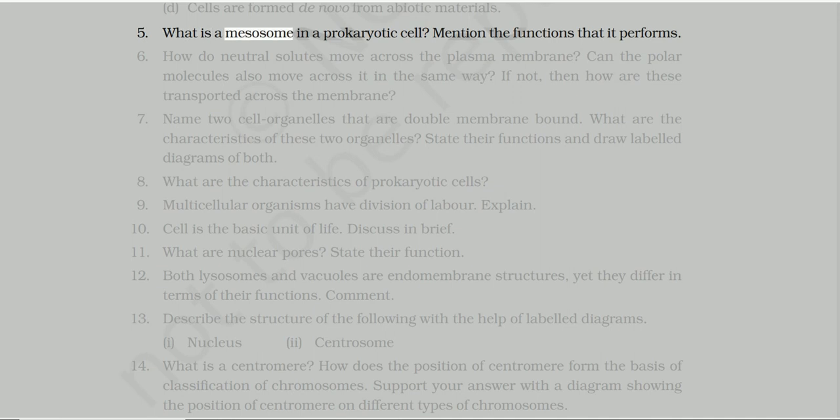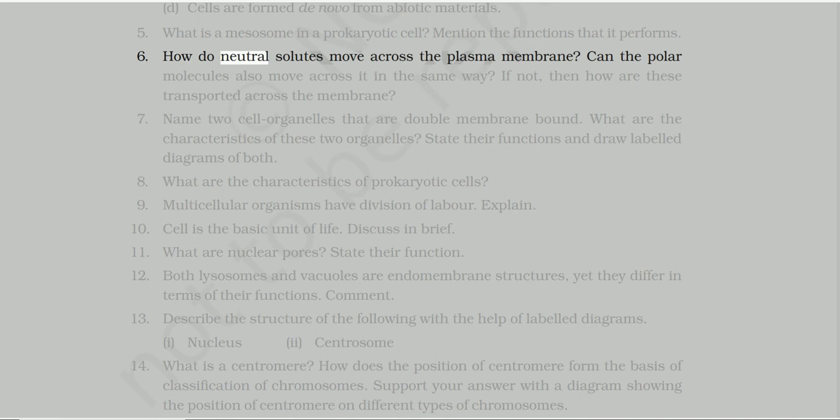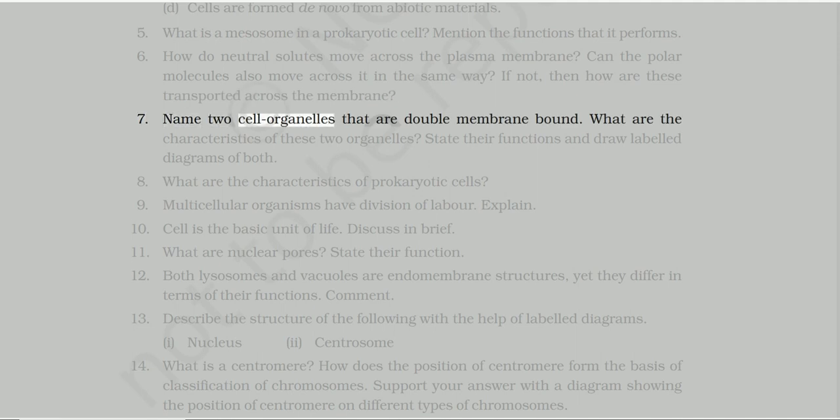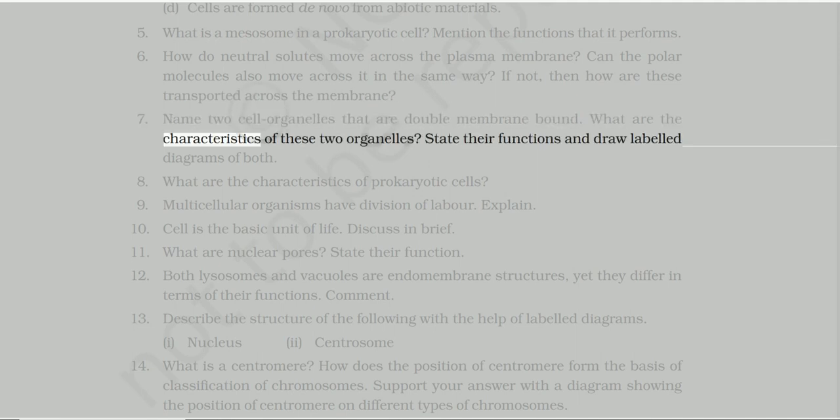5. What is a mesosome in a prokaryotic cell? Mention the functions that it performs. 6. How do neutral solutes move across the plasma membrane? Can the polar molecules also move across it in the same way? If not, then how are these transported across the membrane? 7. Name 2 cell organelles that are double membrane bound. What are the characteristics of these 2 organelles? State their functions and draw labeled diagrams of both.